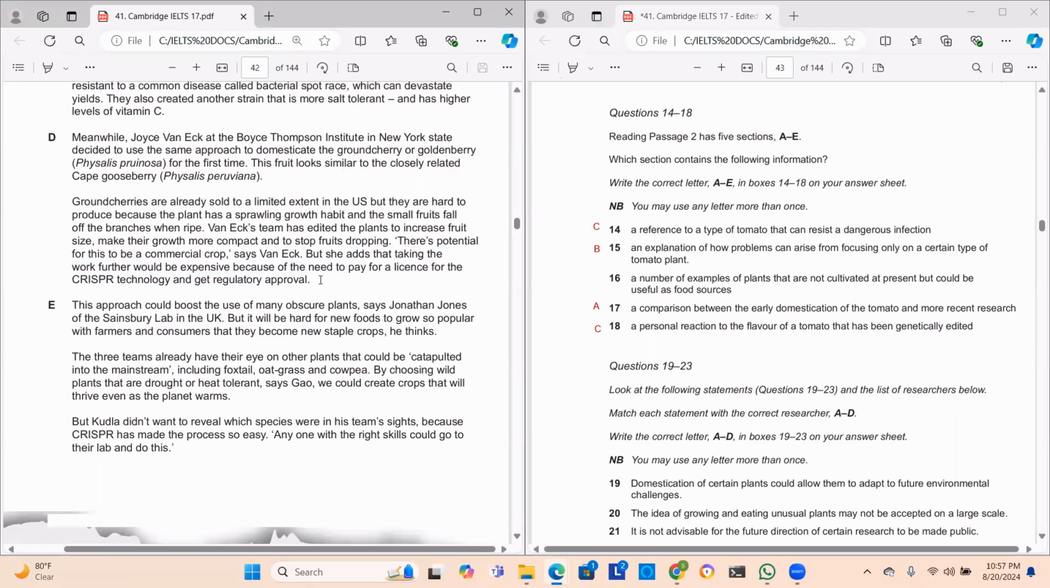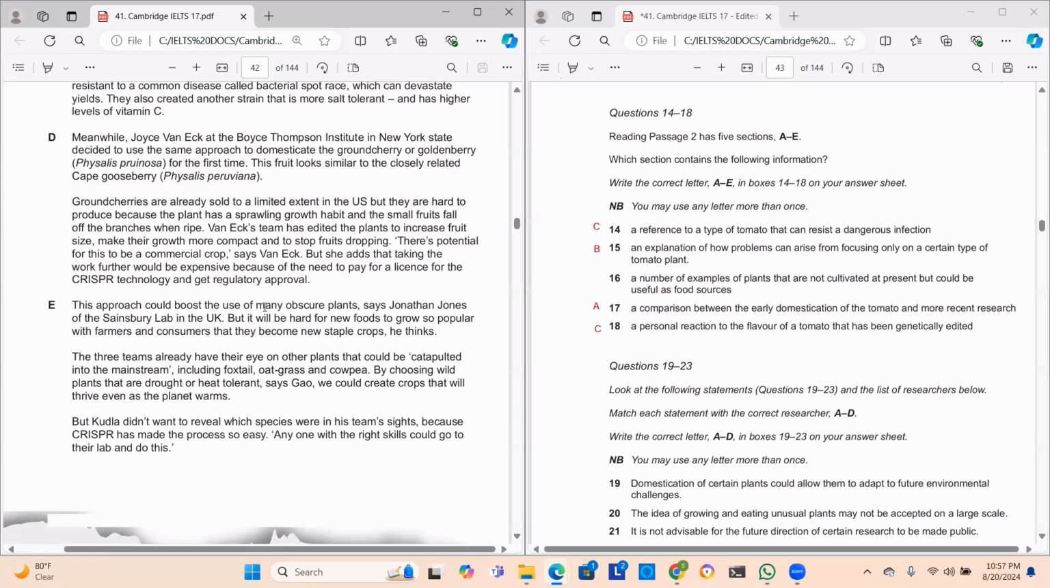Okay. So in this paragraph we spoke about Van Eyck, right? So let's see if it is matching the 16th one. A number of examples of plants that are not cultivated at present but could be useful food resources. Did we talk about any examples or a number of examples of plants? I don't think so. We did not read anything about that. Let's read paragraph E and let's see whether E is matching with 16.